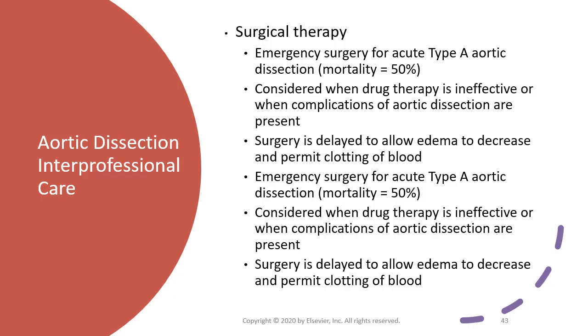Type A aortic dissection is a surgical emergency. Mortality rate is 50% within 48 hours of symptom onset. Otherwise, surgery is indicated when conservative therapy is ineffective or when complications occur. Open surgical repair is recommended for patients with a chronic dissection who have a connective tissue disorder or an aneurysm greater than 5.5 centimeters. The aorta is fragile after dissection.